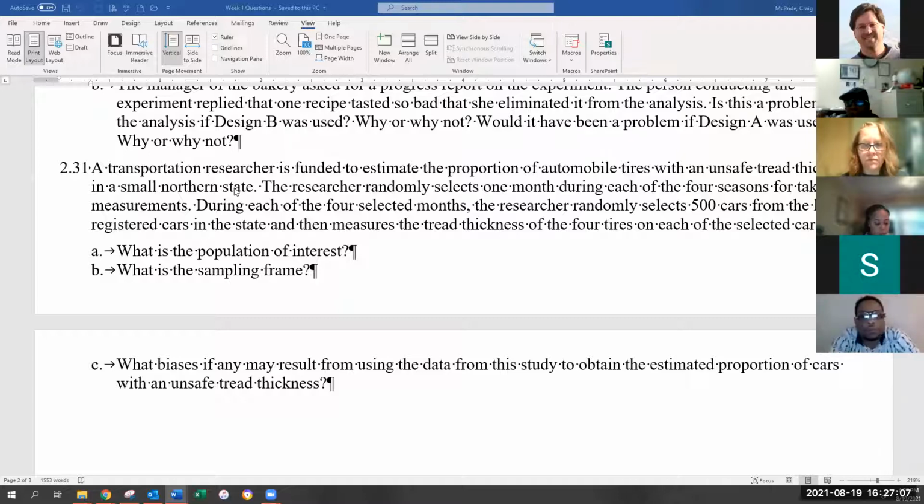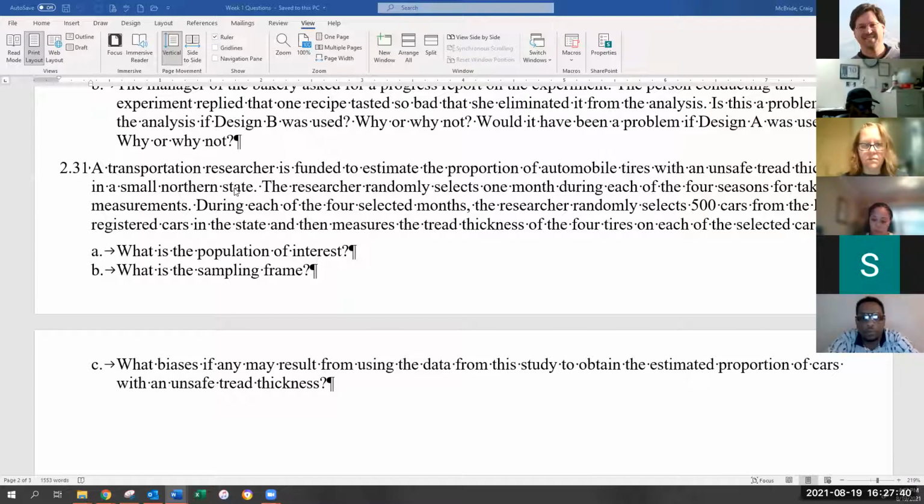The biases are based on the scenario. So based on how they sampled the cars and the population that they're trying to model, right? They want to know something about all of the cars in the state, but then they sampled 2,000 cars this specific way. Well, based on that specific sampling technique, what are some problems? What are some biases that could come up in your data?